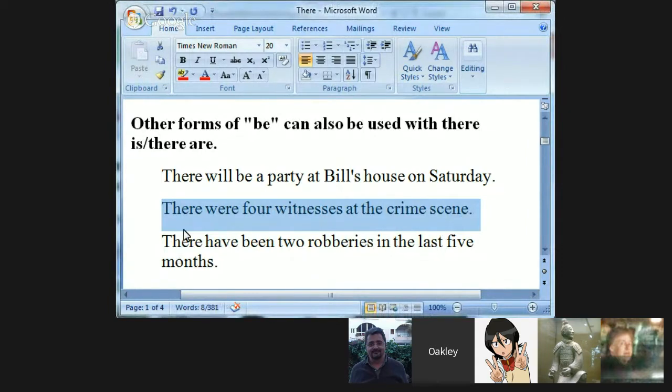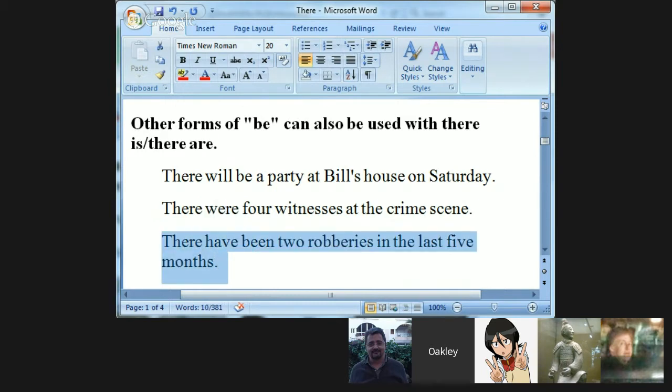Ken, can you read this sentence for me? Ken, are you there? Did he take off for a second? Ah, okay. Ken, can you read this sentence for me? There were 4 witnesses at the crime scene. All right, excellent. And what verb tense is this? Simple past. It is, in fact, simple past. Very good. A finished action. So there were. If it was singular, it would be there was 1 witness at the crime scene. Okay, very good.